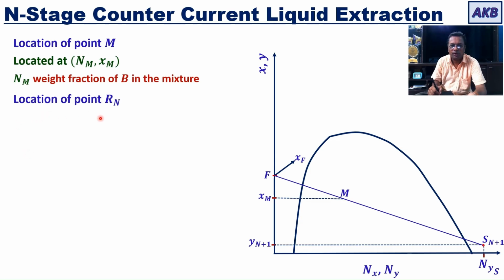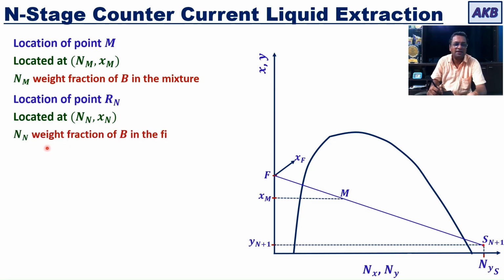Next you have to locate point Rn. Point Rn will be located with these coordinates Nn and Xn. What is Nn? Nn is weight fraction of B in the final raffinate, and Xn is weight fraction of C in the final raffinate. And over here, we are going to use the value of Xn. So after locating Xn, I will go to the A-rich part of the binodal solubility curve. Wherever I get the point, I am calling that point Rn. So in this way, you have to locate point Rn.